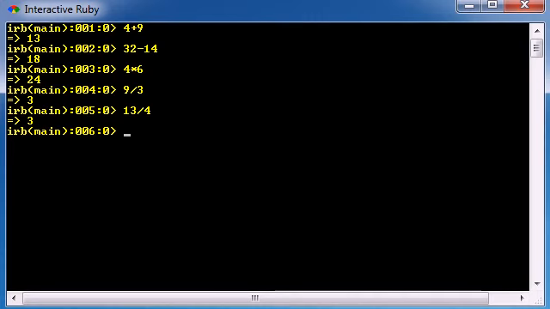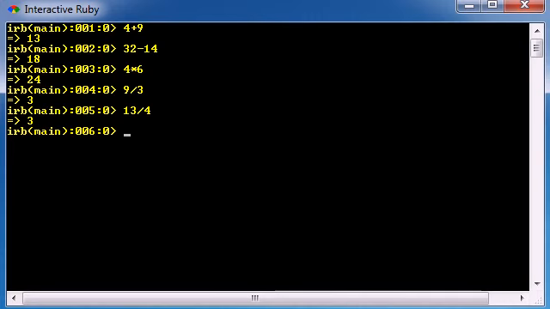Now, the reason for this is pretty weird. Ruby gives you an answer depending on how you ask the question. Since you asked it a question with whole numbers, the whole number 13 and the whole number 4, that's why it thinks that you want a whole number as your answer. And that's why it gave you a whole number, rounded to the nearest whole number, and not 3.25 or 3 and 1/4 or anything like that.